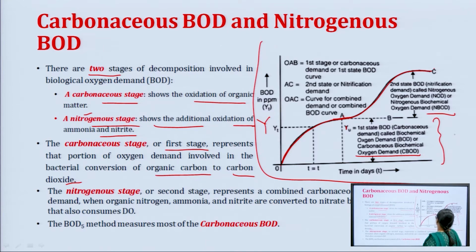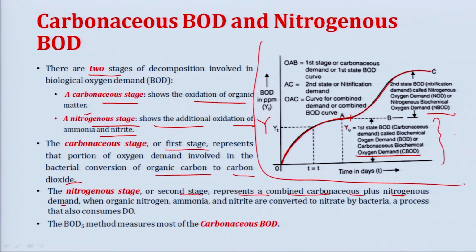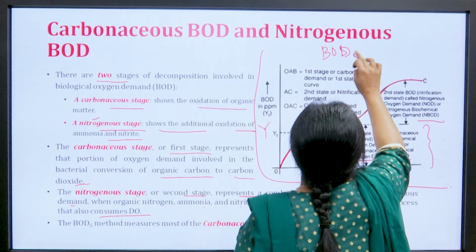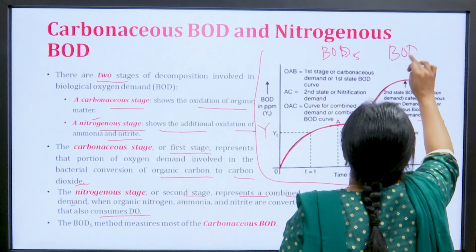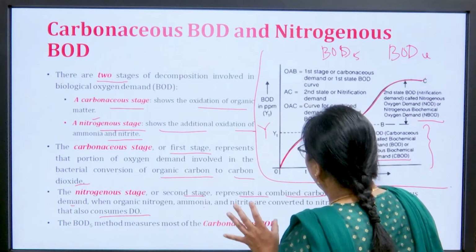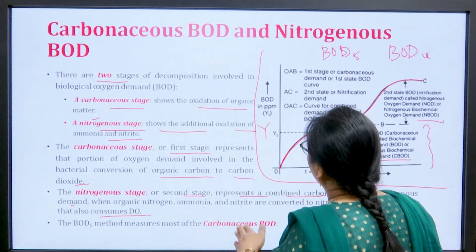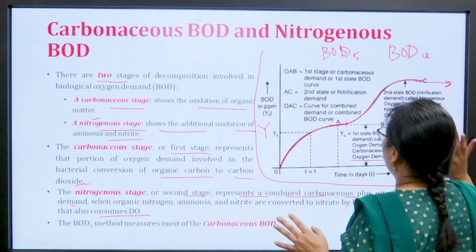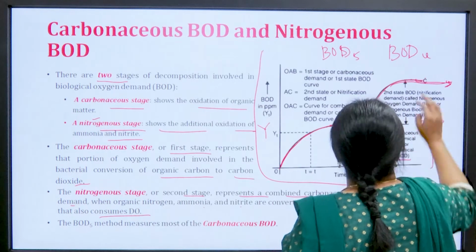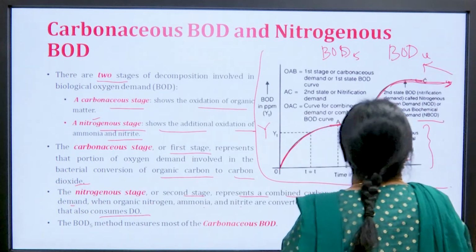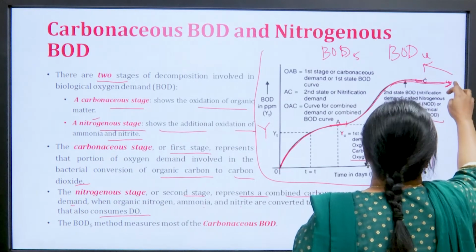So, there is a gap here. The nitrogenous stage, or the second stage, represents a combined carbonaceous plus nitrogenous demand, when organic nitrogen, ammonia and nitrite are converted to nitrate by bacteria, a process that also consumes DO. If you remember, we talked about BOD 5, and then there is another called BOD ultimate. Ultimate in the sense that as long as you have organic matter, it will keep oxidizing. This is a curve which is going to extend till infinity, slowly and slowly flattening. So that will be the ultimate, and this is going to take a really long time.